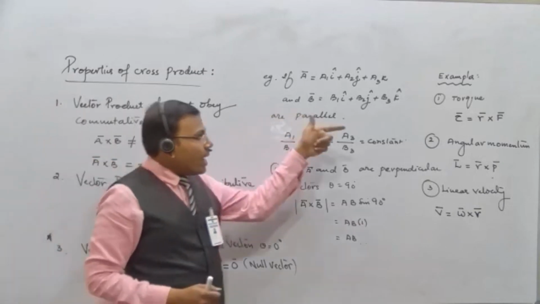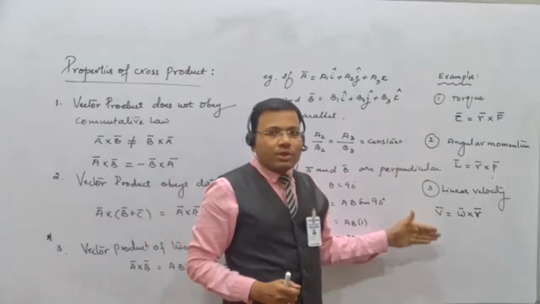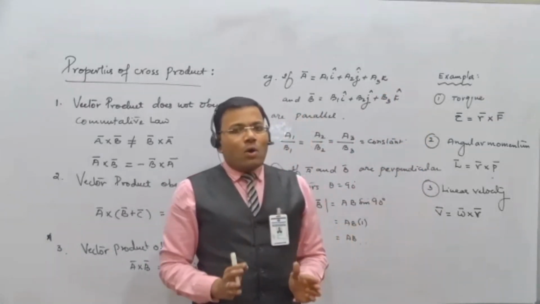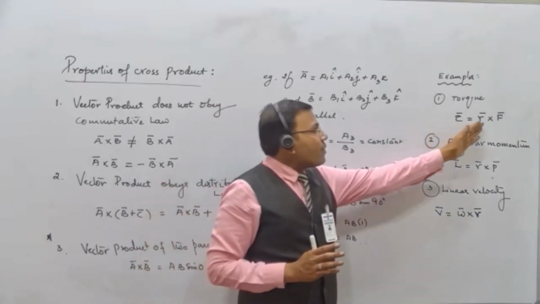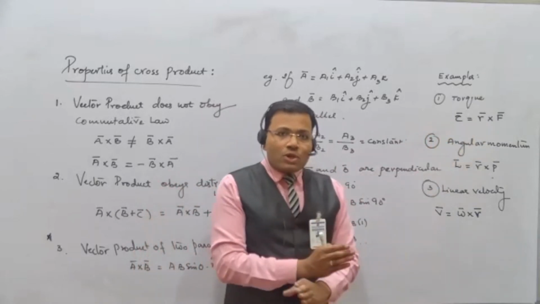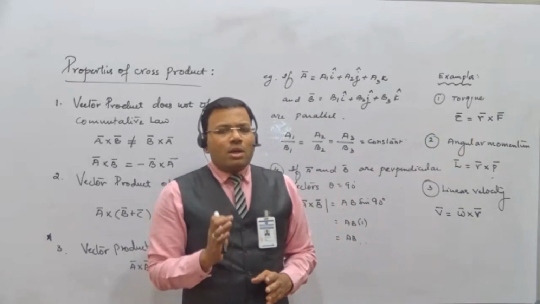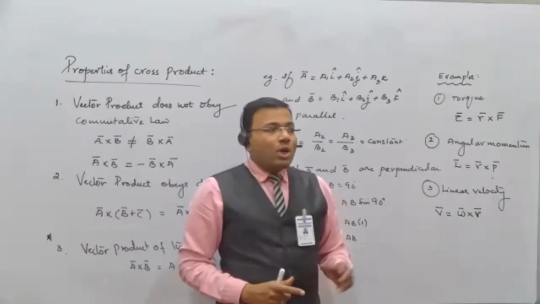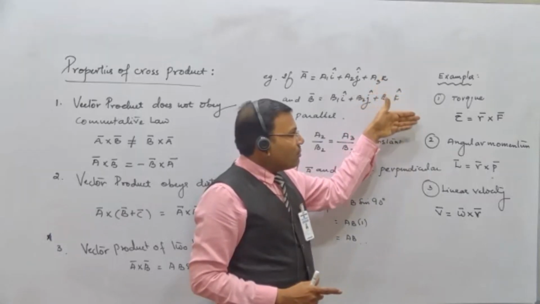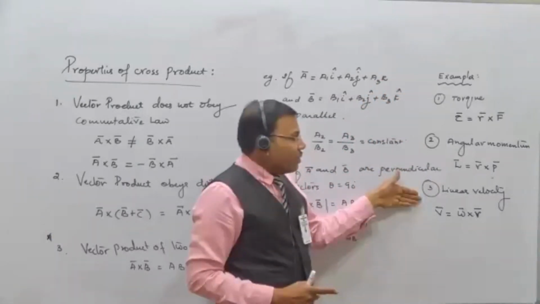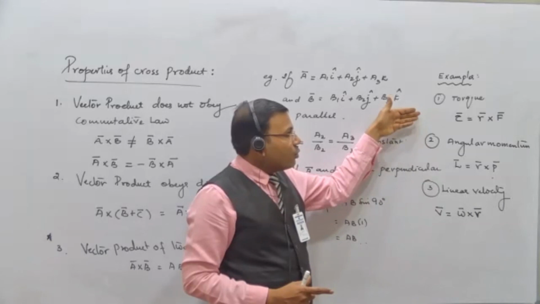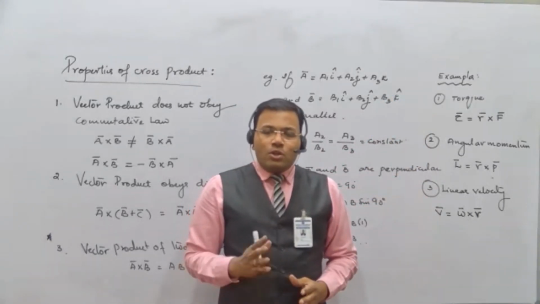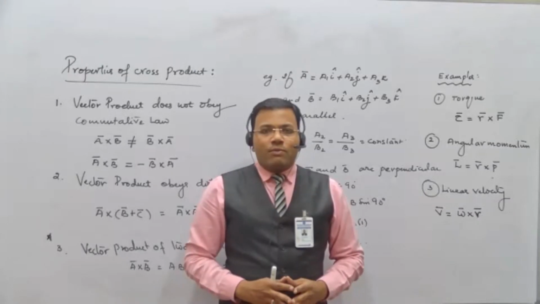So the formulae I have given you, whether it is torque, angular momentum, or linear velocity, are all fixed. You cannot write F cross R in place of R cross F. The reason here is, again, that the cross product does not obey the commutative law. The examples I have given, torque, angular momentum, and linear velocity, all have to be calculated using the formula I have given. Hope you have understood the properties along with the examples of the cross product.